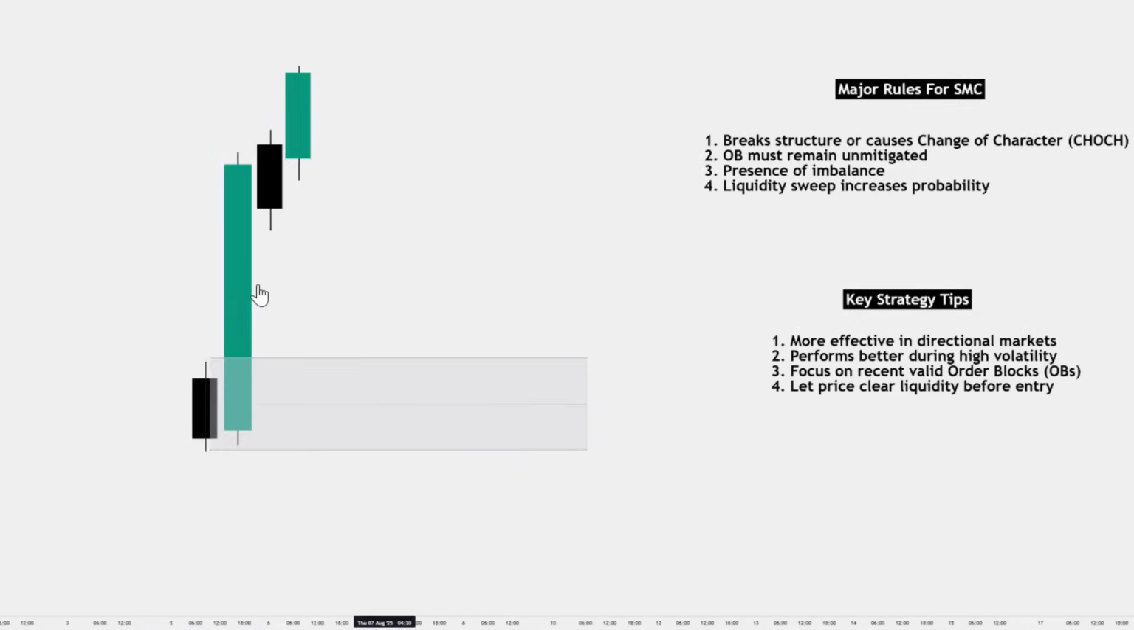Now, let's try to do some explanation using the quick sketch we have right here. The very first thing we have is a break of structure. So price needs to break structure of the previous high.